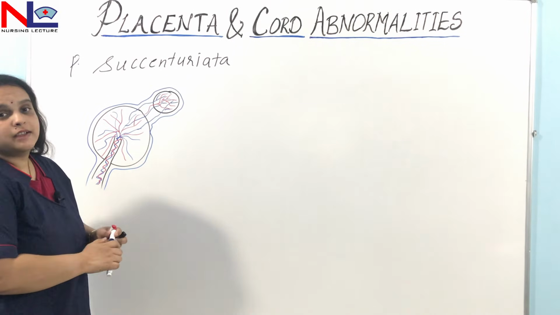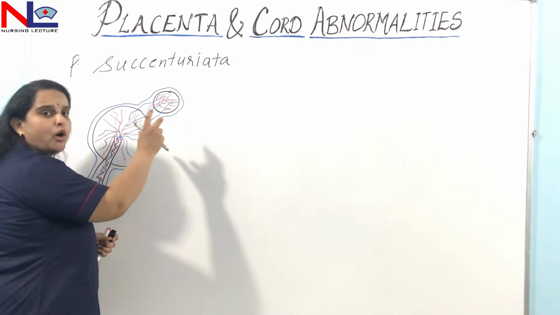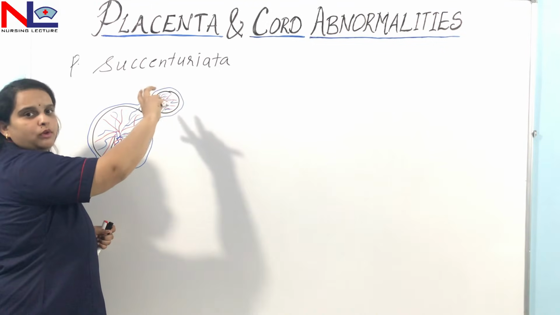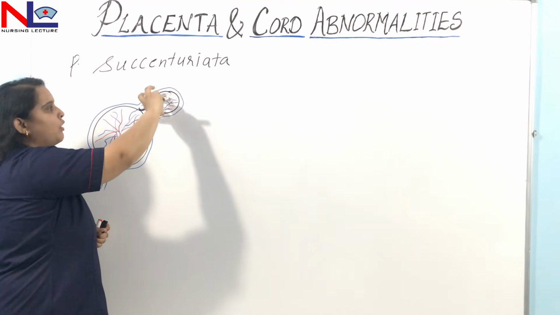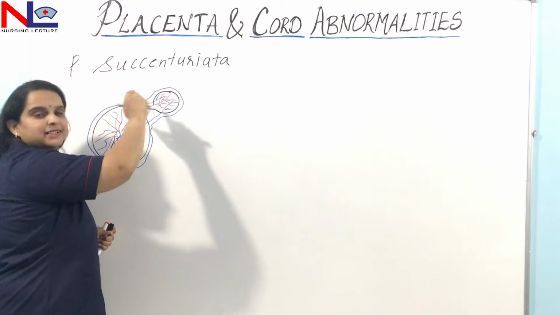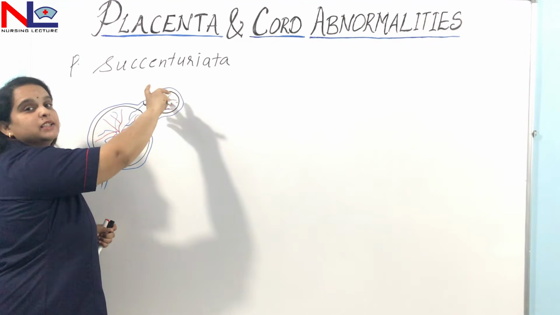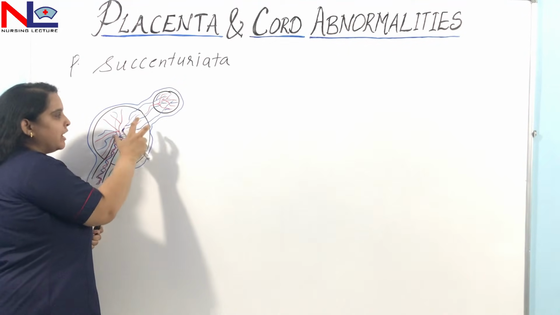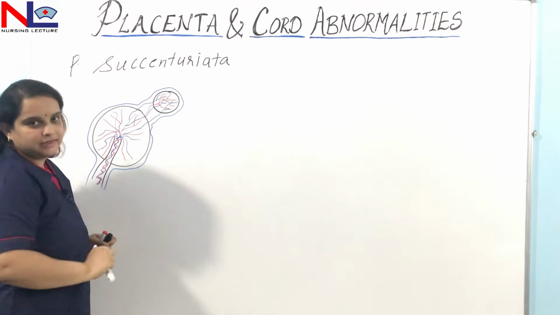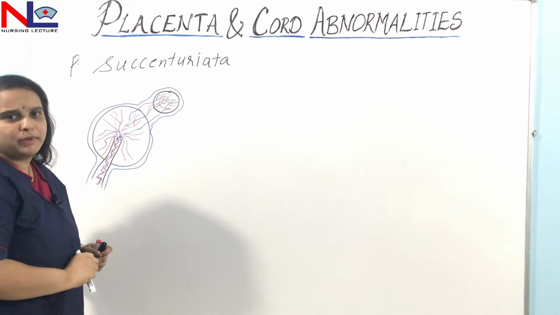So what is placenta succenturiata? There is a formation of an extra lobe, or maybe one or two lobes or cotyledons, called the accessory lobe or the succenturiate lobe, which is lying away from the main portion of the placenta. So how is it forming?